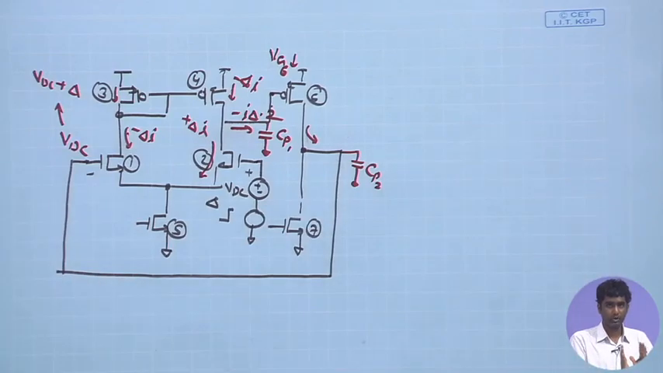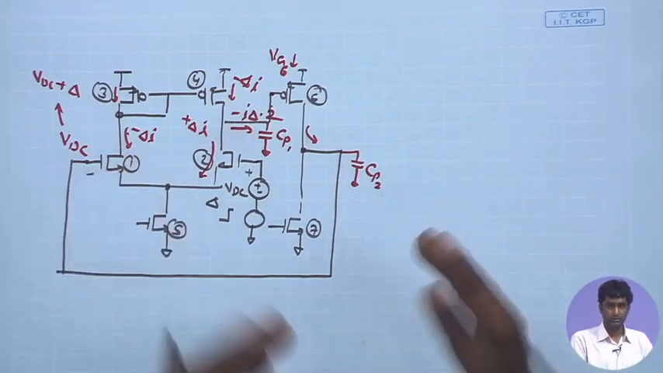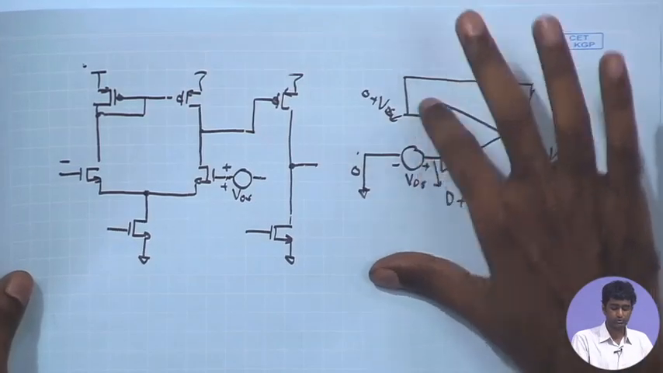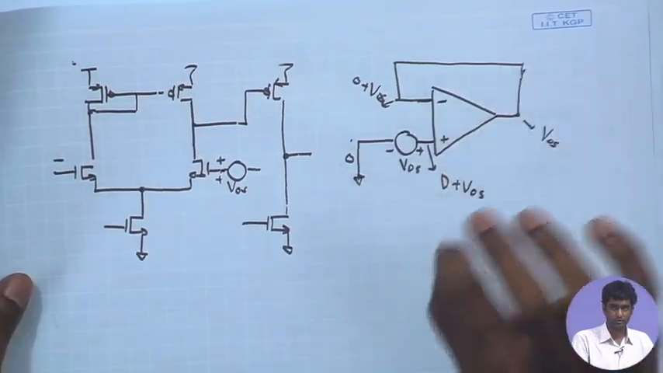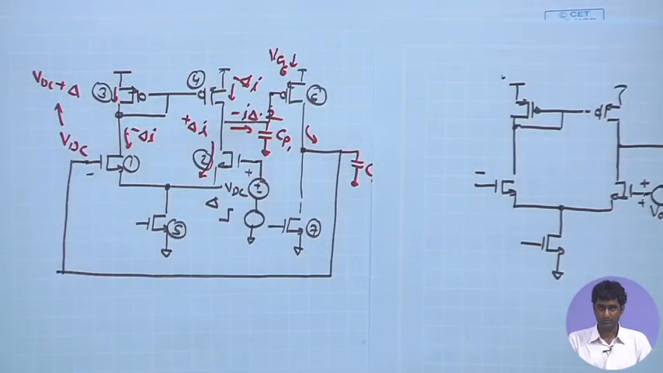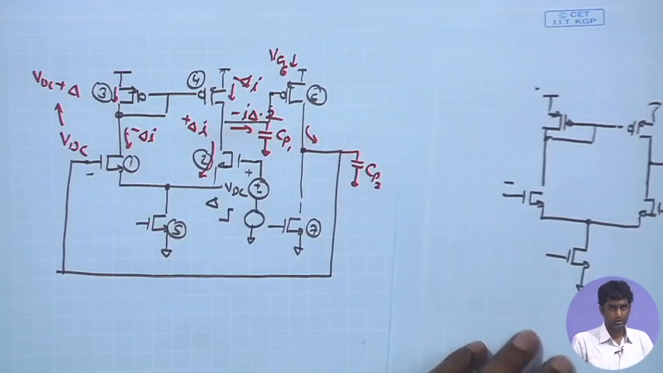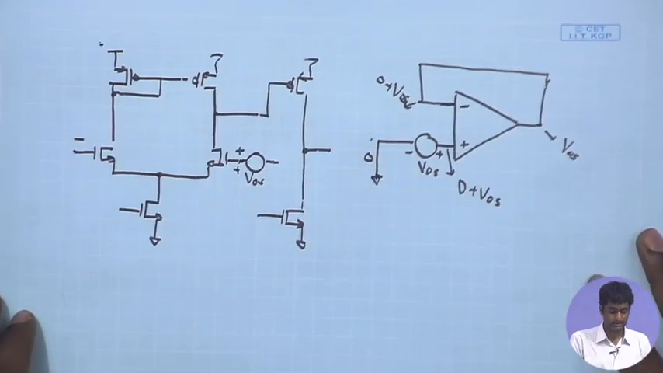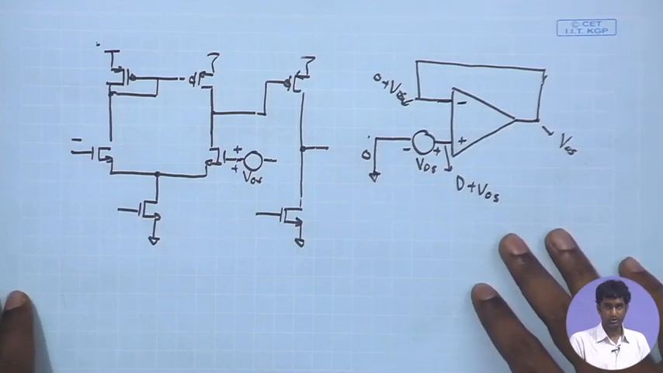So, of course, from the block level we know that an amplifier with sufficiently large gain will always make sure that these two potentials are almost close or very similar, but at transistor level this is the overall operation involved. Now, how can we use this to extract the information regarding the offset?